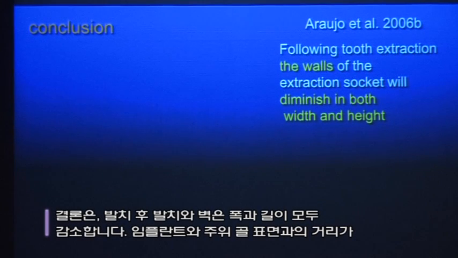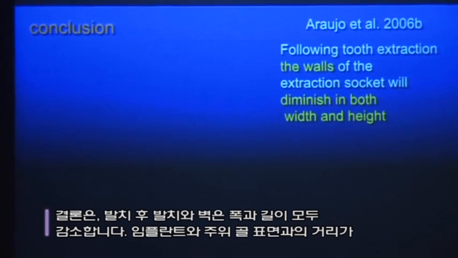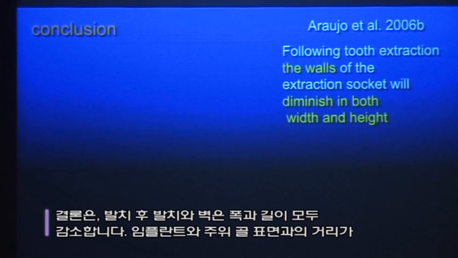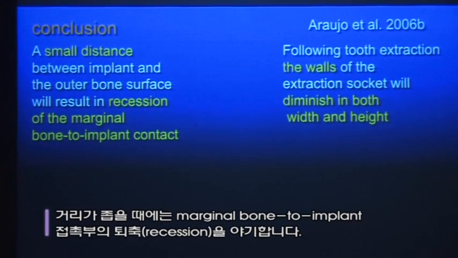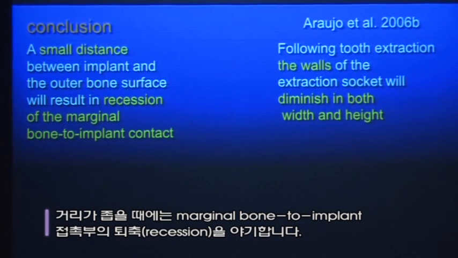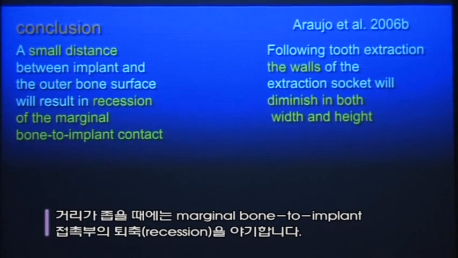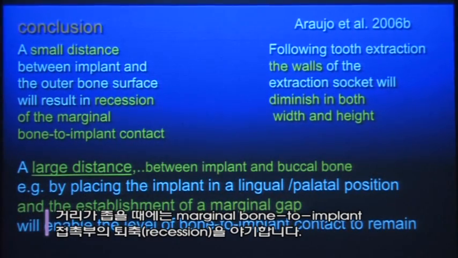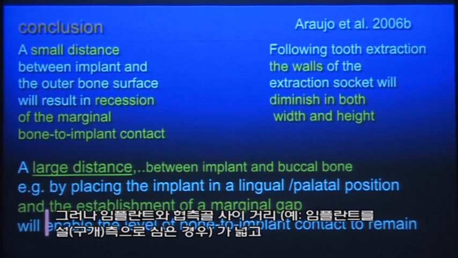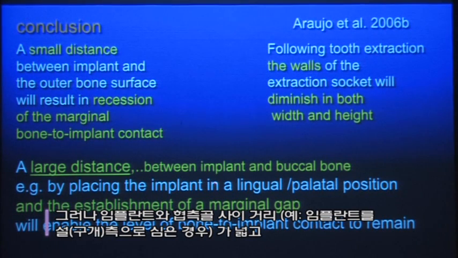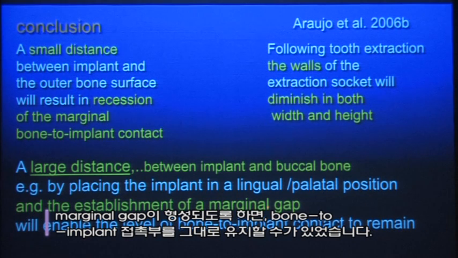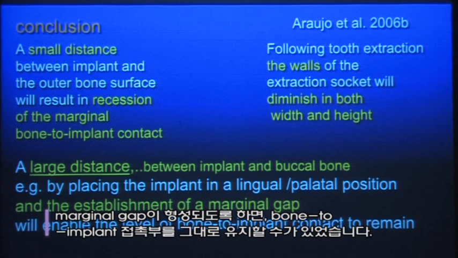So the conclusion is that following tooth extraction, the walls of the socket diminish in both width and height. A small distance between the implant and the outer surface of the bone will result in recession of the marginal bone-to-implant contact, while a large distance between the implant and buccal bone, for instance by placing the implant in a lingual palatal position, and hereby the establishment of a marginal gap, will allow bone-to-implant contact to remain.